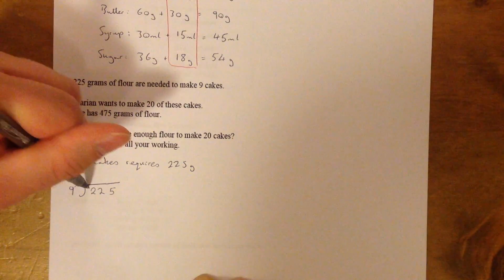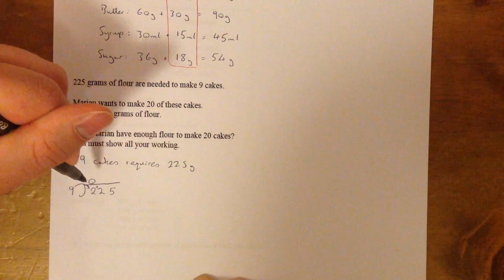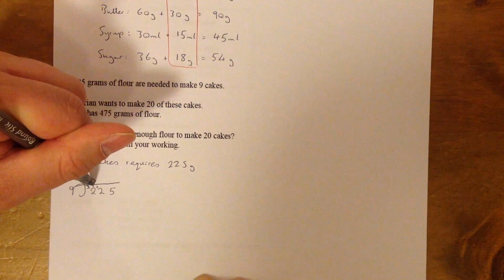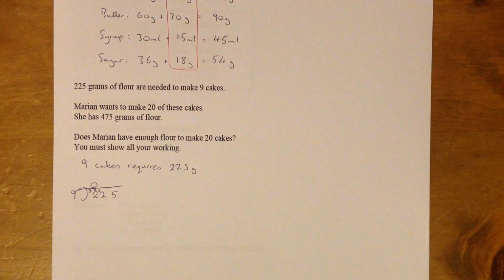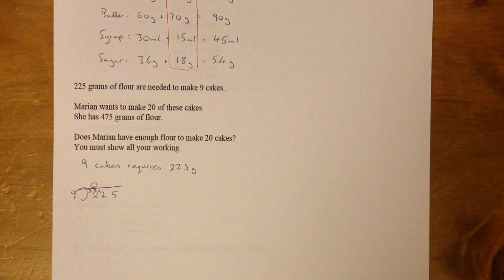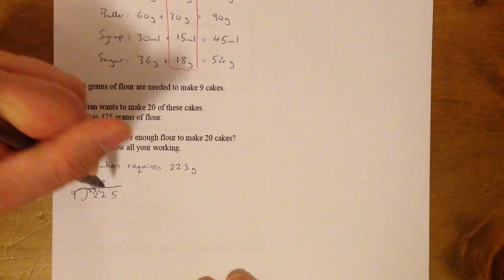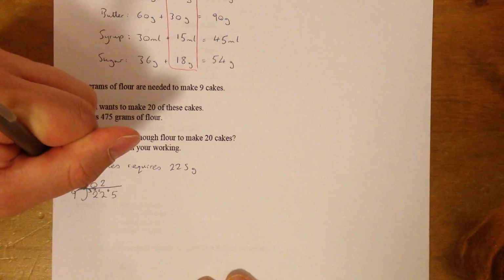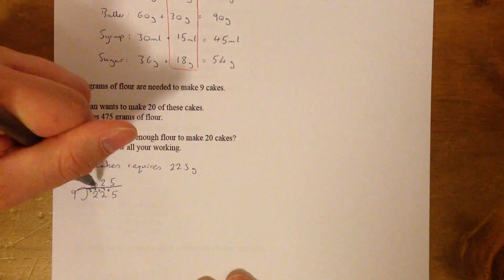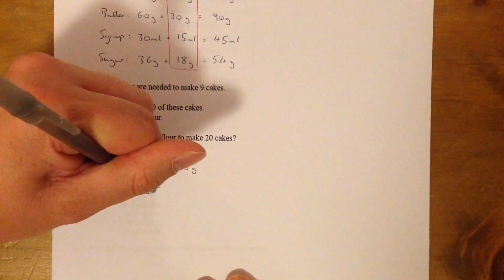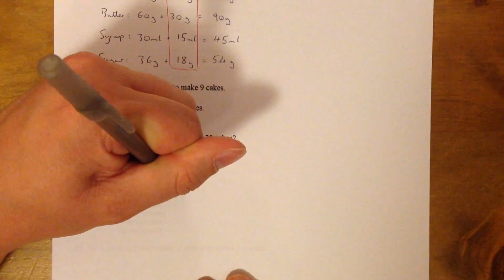So 9s into 2 don't go, so I carry the 2 over. 9s now into 22, so let's count up in 9s till we can get to 22, but we can't go over. So 9, 18, 27 would be my next one, so that's too far, so it goes in 2 with 4 remainder. 9s into 45 go 5 times exactly, so 25 grams per cake.